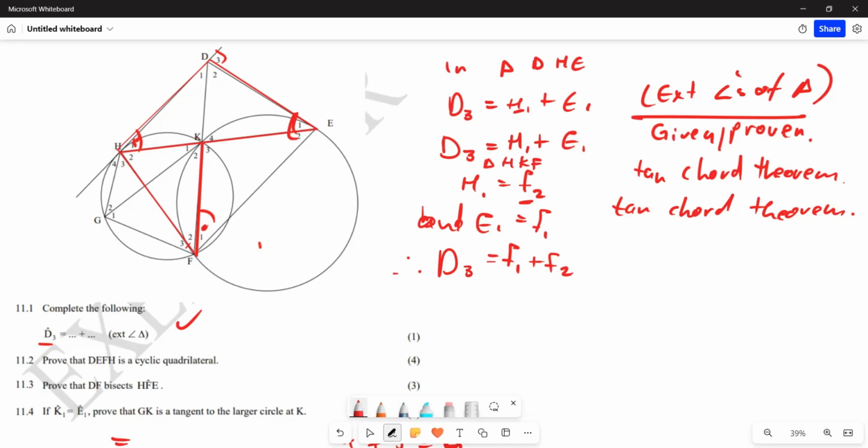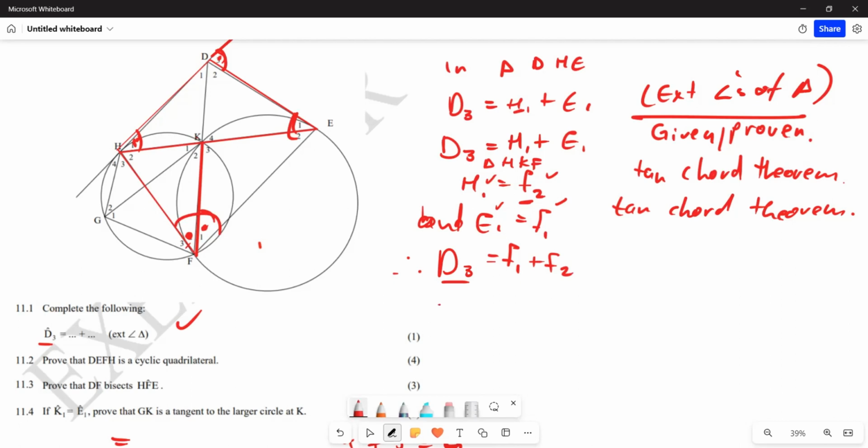So which means from this conclusion, if this angle here is equal to this, and this one is equal to this one, then your H1 and also your E1 are also going to be the same as F1 and also your F2, right? So which gives us the conclusion of our D3. And now that we have proven that our angle D3 is going to be the same as angle F1 and F2, then this supports that the exterior angle of your cyclic quadrilateral is going to be equal to the interior opposite angle altogether.